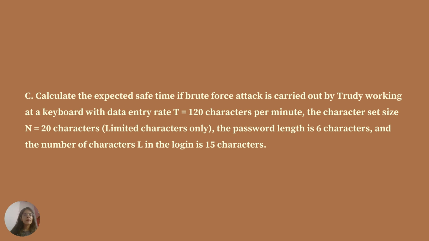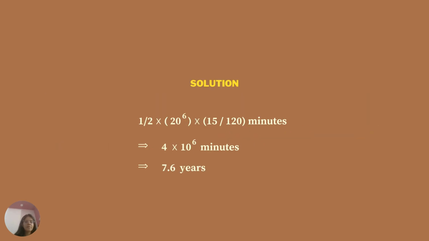So let's move to the next question, the sub-question of the first. Calculate the expected safe time if a brute force attack is carried out by a person working at a keyboard with data entry rate t equal to 120 characters per minute. The character set size n equals 20 characters, the password length is 6 characters, and the number of characters l in the login is 15 characters. So the solution is 1/2 times 20^6 times 15/120 minutes. After calculating this, we will get 7.6 years as our answer.